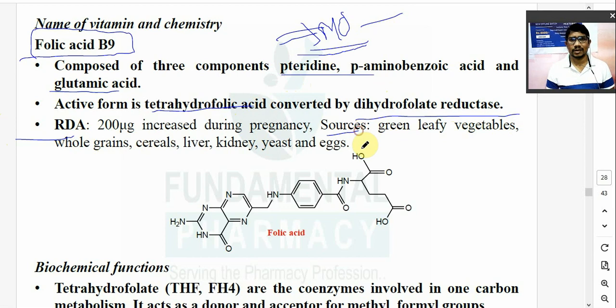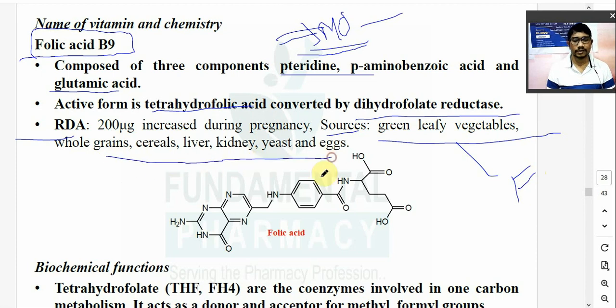What is the source? It is found in green leafy vegetables, for example spinach. That's why it was obtained from leaf. Leaf is known as folium, and that's why it is known as folic acid. It is also present in whole grain, cereals, liver, kidney, yeast, and eggs.